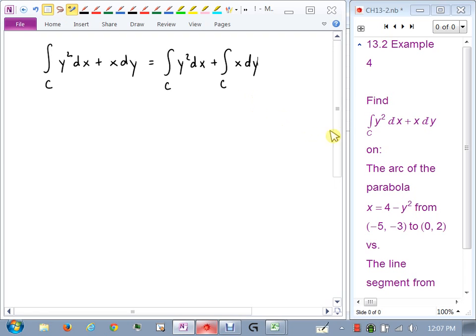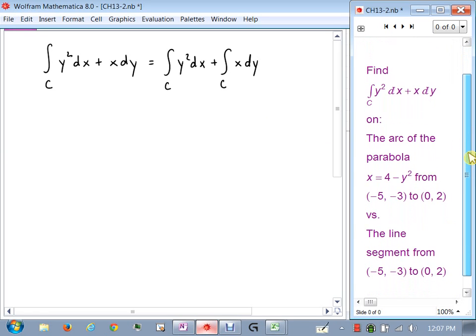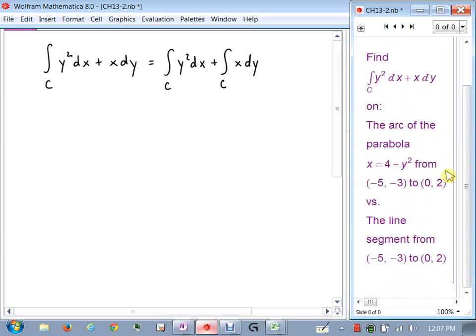Now, we're looking at the arc of the parabola x equals 4 minus y squared from (-5, 3) to (0, 2). I want to look at that path versus the path that's just a line segment connecting those two endpoints, and compare the two results to see what we get. So what I think I'll do is set up the line integrals, plug them into Mathematica, and compare the answers, just to prove to ourselves it's not the same. But I think there's some value in doing the parametrics.